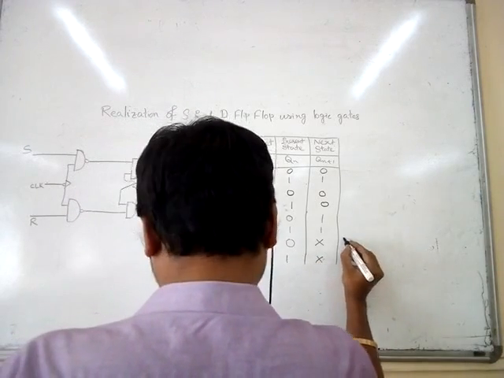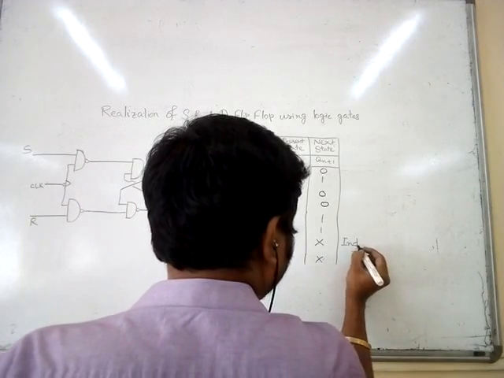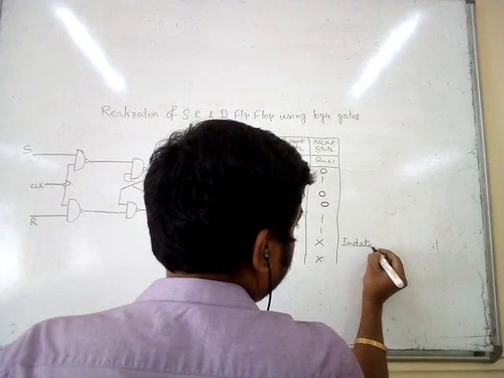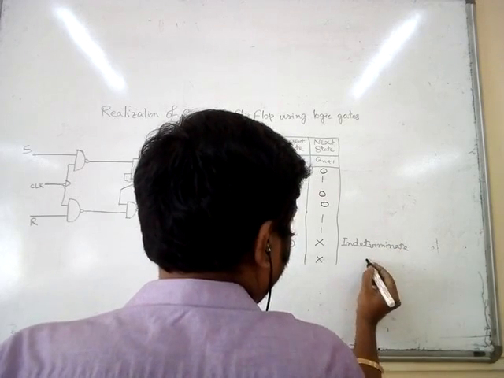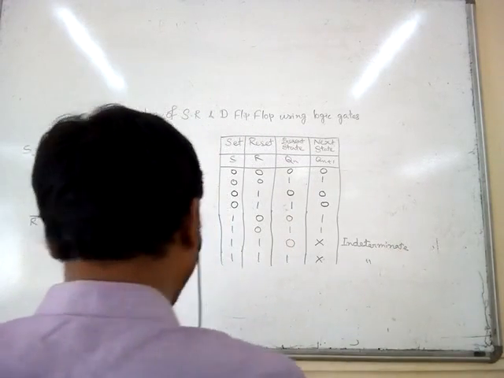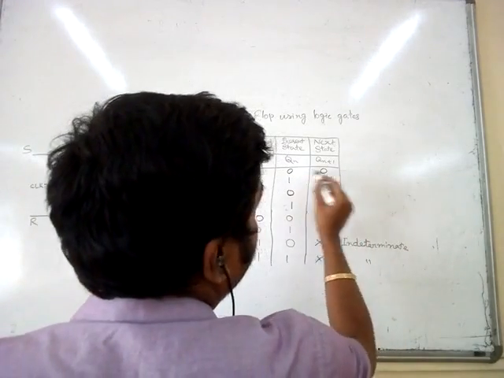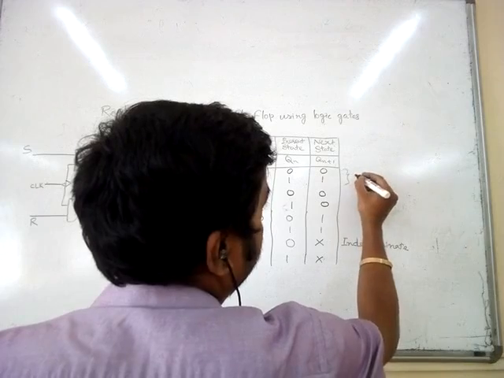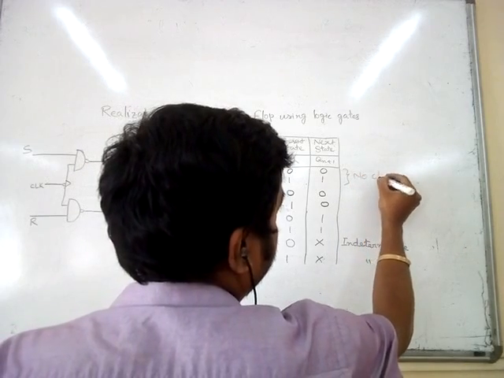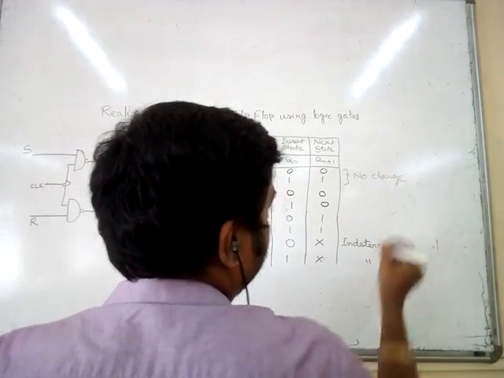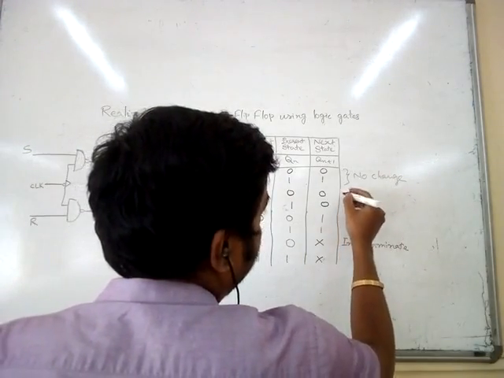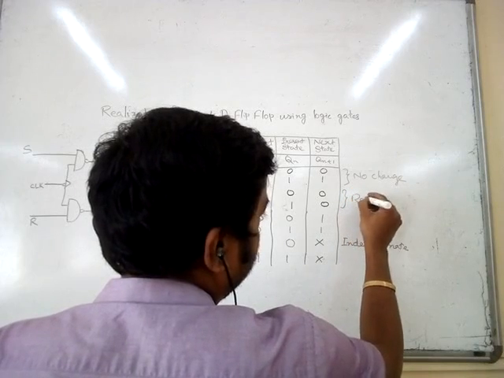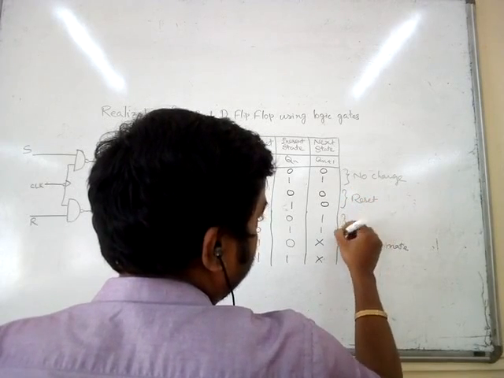It is called indeterminate. Indeterminate. It is also same. So you can see there is no change. So far no change. For these both are 0, so it is called reset. This is called set.